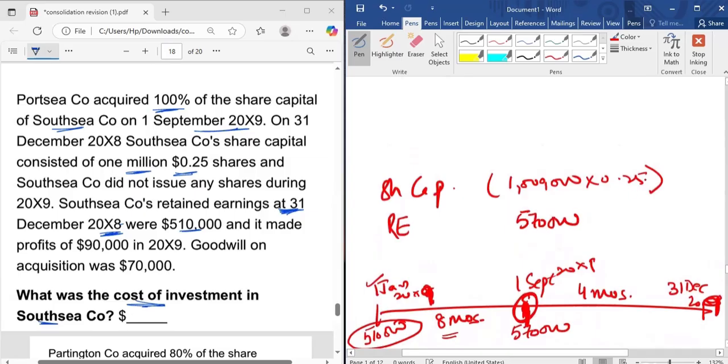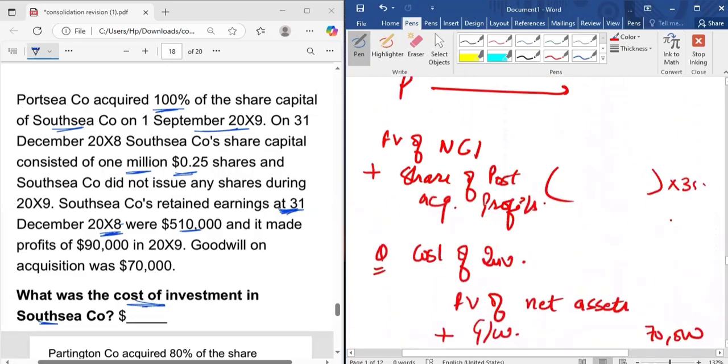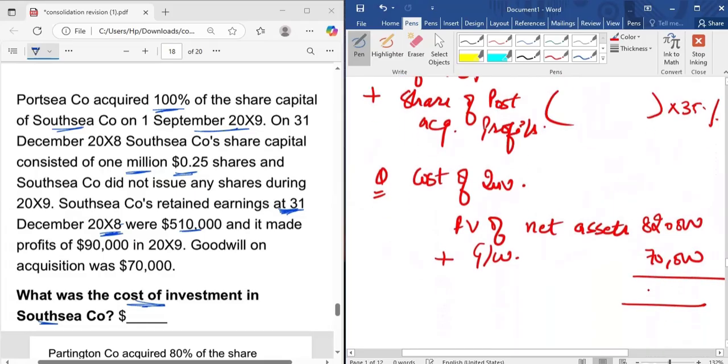You will calculate the share capital. I'll do it for you. 1 million multiplied by 0.25, just 2,50,000. So add these both, 2,50,000 plus 5,70,000. It is 8,20,000. Put it in your formula. Here was the formula. Cost of investment formula was fair value of net assets. We just calculated it as 8,20,000. Goodwill was directly given, 70,000. Add them both, you'll get 8,90,000, right?